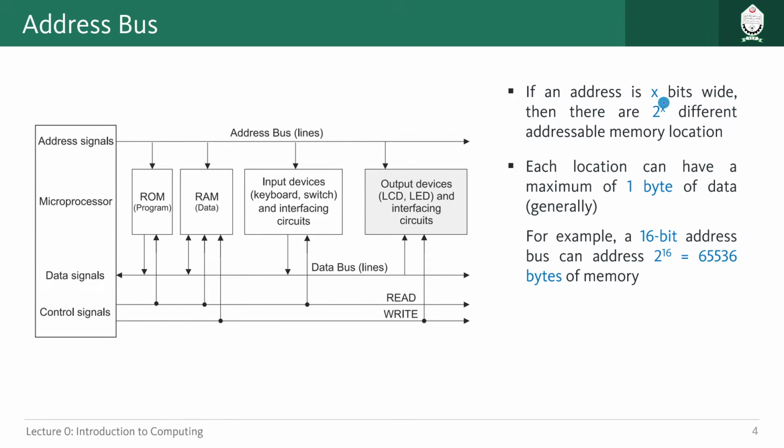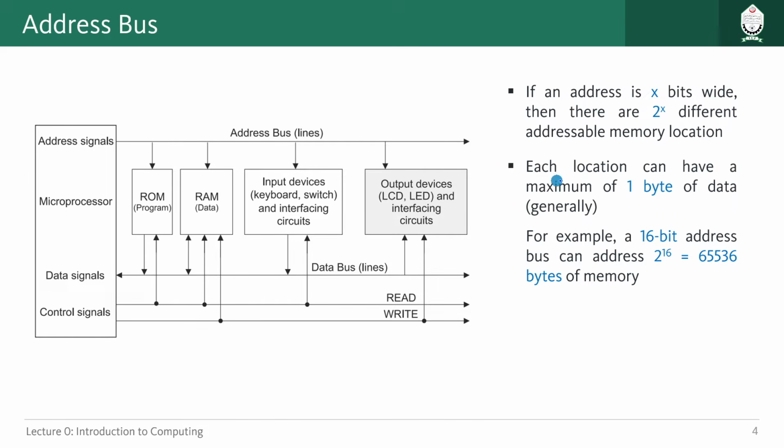If an address is x bits wide, that means there are 2 to the power x different addressable memory locations. If this is 8 bits, that means we can address 2 to the power 8 different memory locations. So basically, if you have a wider address bus, you can address more memory. The size of the RAM or the size of the ROM can be higher based on the width of the address bus.